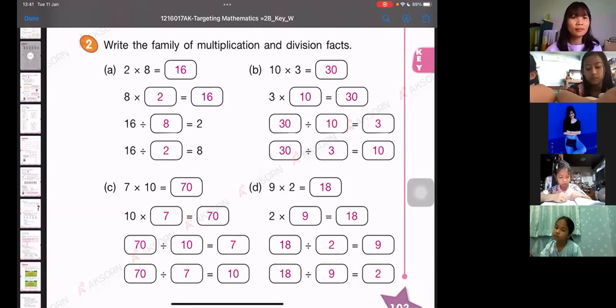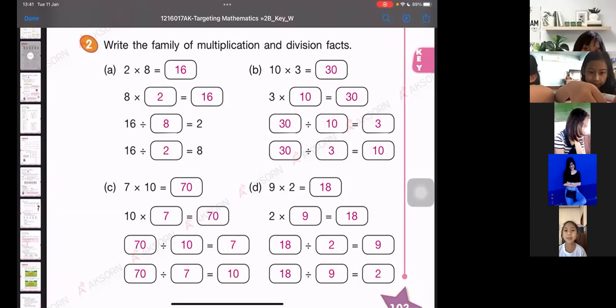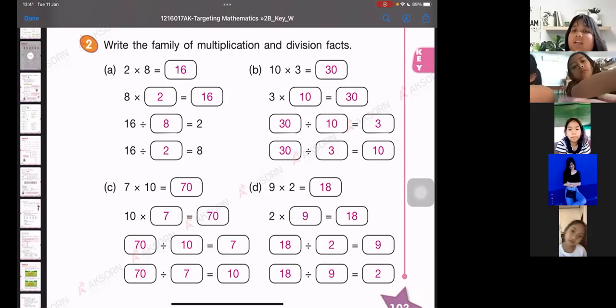9 times 2 is 18. Now 2 times 9 is 18, the same. So now we have 18 in total. Now we're going to divide 18 by 2. 18 divided by 2 is 9. 18 divided by 9 is 2.